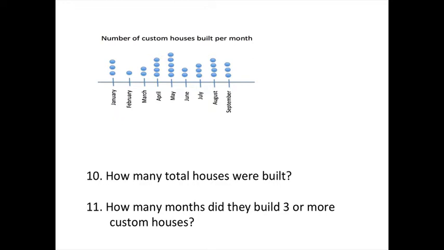Number 11 says, in how many months did they build 3 or more? So let's see. In January, they built more than 3. That's 1 month. In April, they built 4. That's 2 months. May, they built 5. That's 3 months. July, they built 3. That's 4 months. August was 4. So there's 5 months. And then September also was 3 or greater. So the answer for number 11 was 6 months. All right. If you have questions, discuss it or recount them from your review. And I'll meet you back here in a minute.